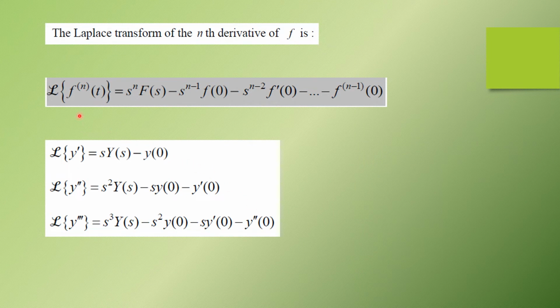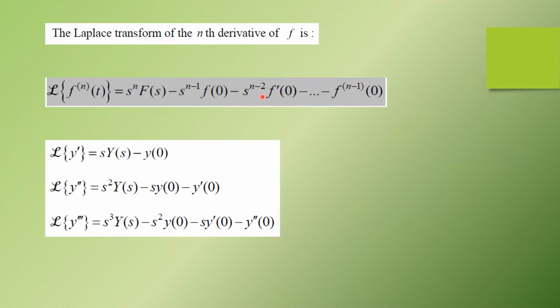The function at row number 19 in the table of Laplace transforms is the nth derivative of f of t. If n equals 1, it means f prime of t. If n equals 2, it means f double prime. And if n equals 3, it means f triple prime. In general, the Laplace transform of the nth derivative of f of t is given by s to the power of n F(s) minus s to the n minus 1 f of 0 minus s to the power of n minus 2 f prime of 0 minus, and some terms in between, minus the (n minus 1)th derivative of f of 0. So this is the formula for the Laplace transform of the nth derivative of f.